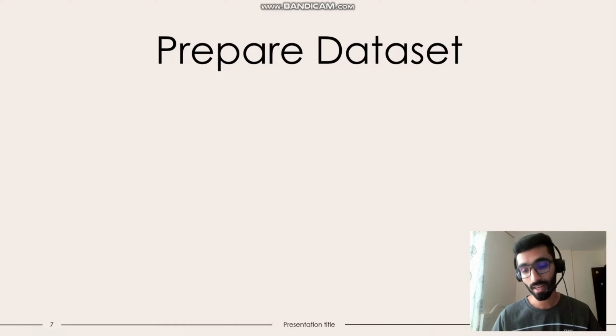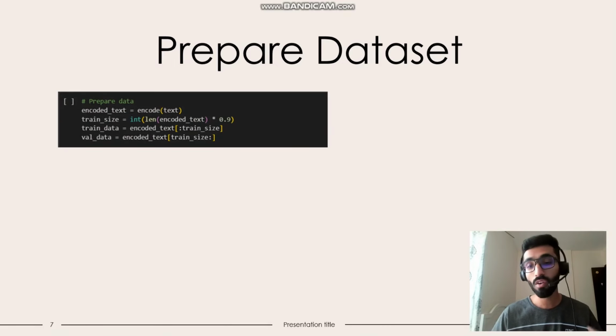Now it's time to prepare our data set. As I explained, we have a lot of text data which I got from a website on the internet, so we need to convert that data into numeric form. We call the encode function, pass in this text value, and get the encoded text data. Then we split it into training and validation data. Our train size is 0.9, so 90% training data and 10% validation data.